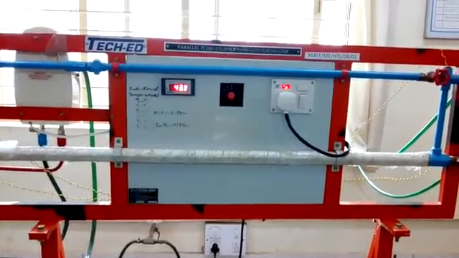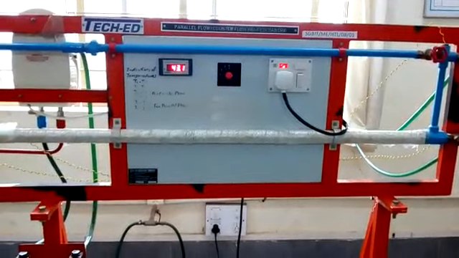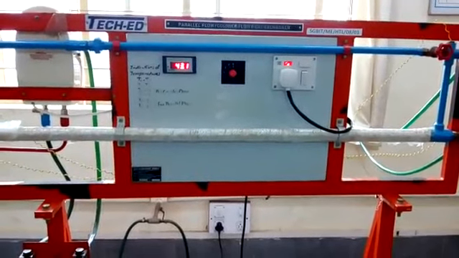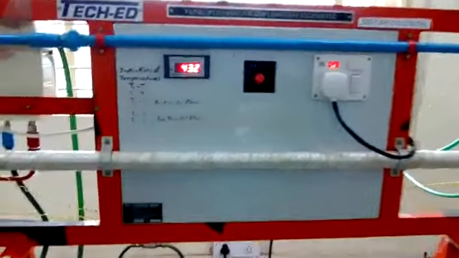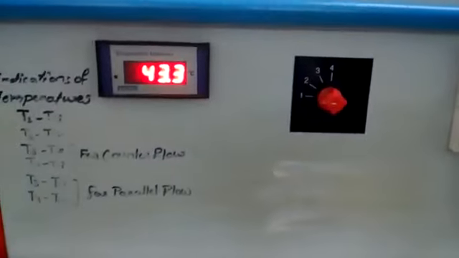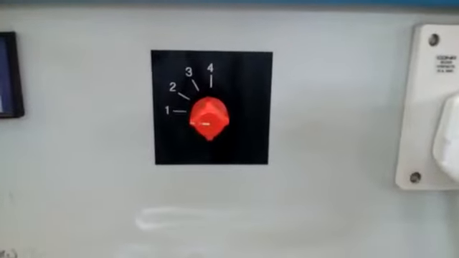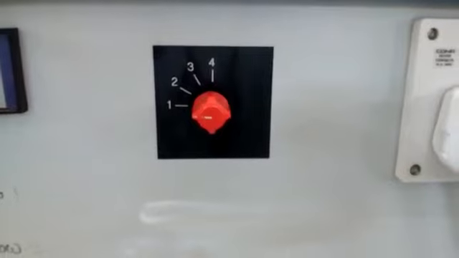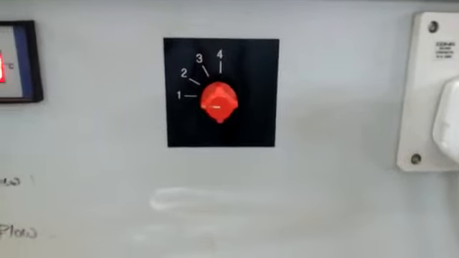Today we will study heat exchanger. This is the experimental setup for parallel flow as well as counter flow heat exchanger. This is the temperature indicator. This is a knob wherein we are able to know the temperature of hot as well as cold fluid inlet and outlet temperature.